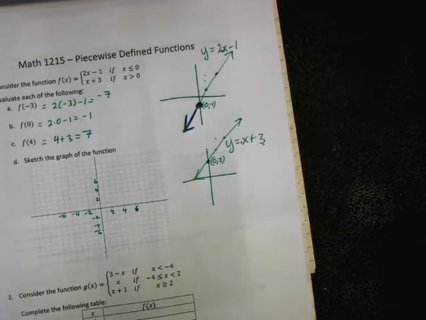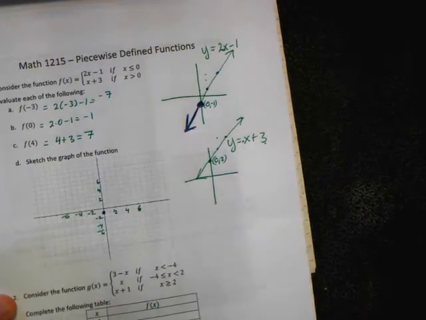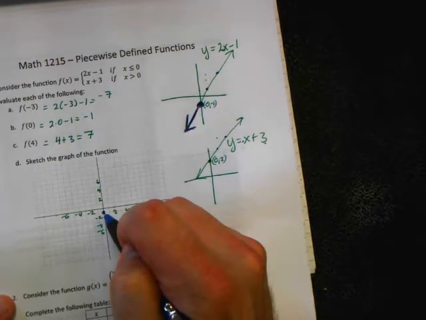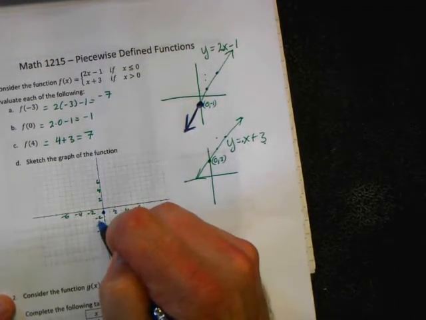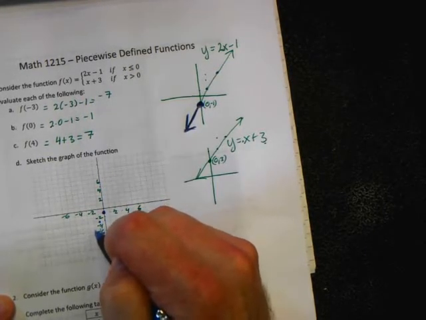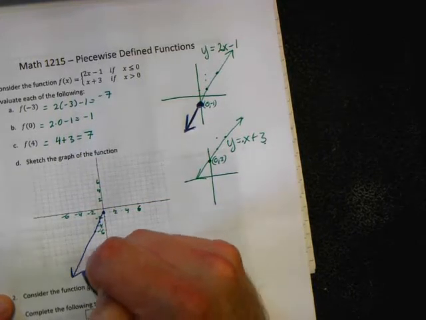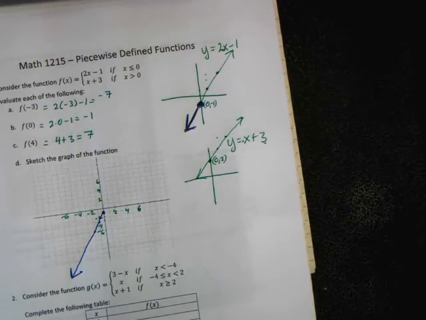So that looks like I had 0, negative 1 as my intercept, and then my slope was 2, so I'm going to go down 2 and left 1. Down 2 and left 1. Connect the dots. So I get a line segment as part of my graph.